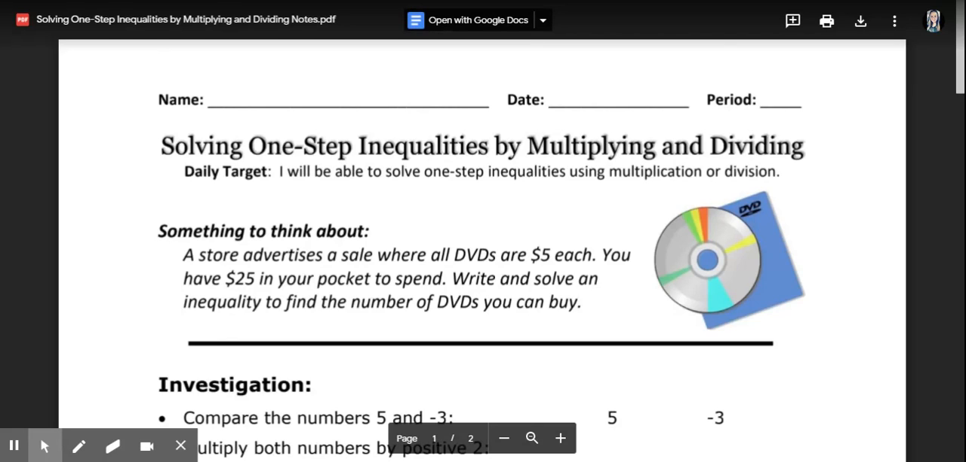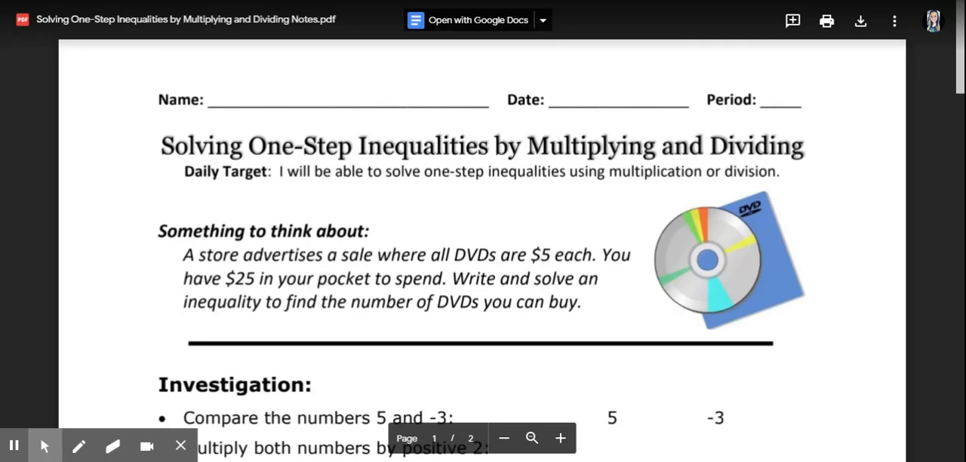So something to think about. A store advertises a sale where all DVDs are $5 each. You have $25 in your pocket to spend. Write and solve an inequality to find the number of DVDs you can buy. That's the goal of today's lesson, to be able to solve a real-world application problem such as that.